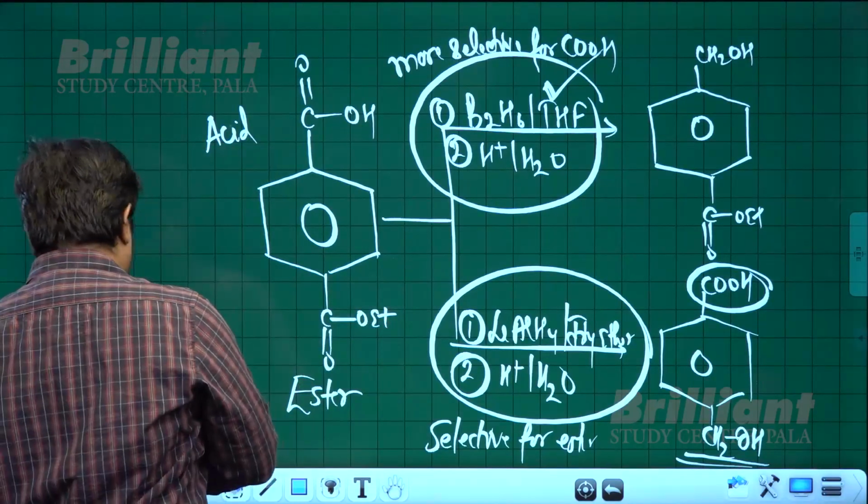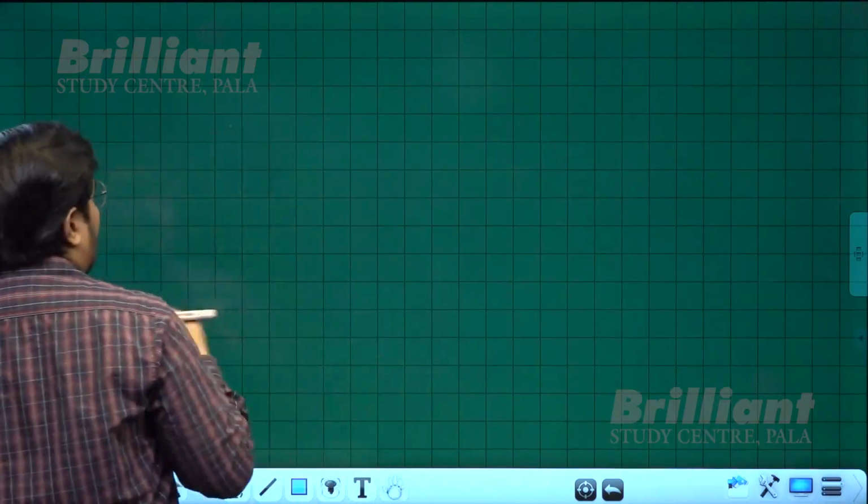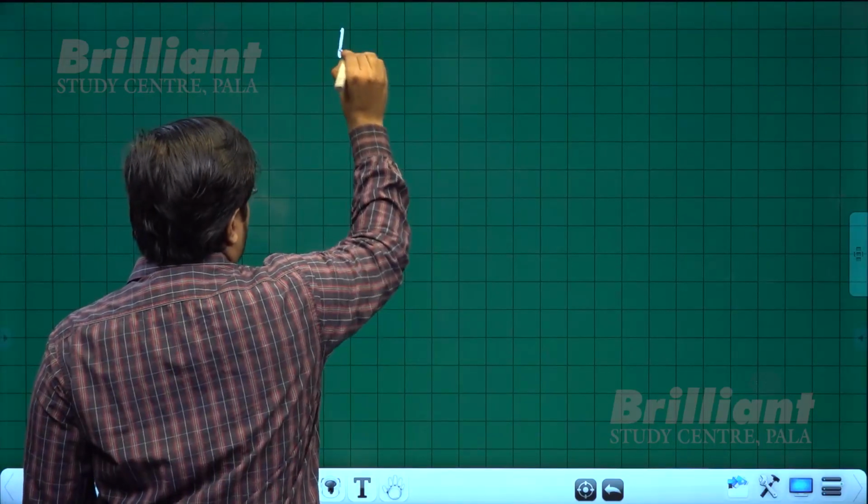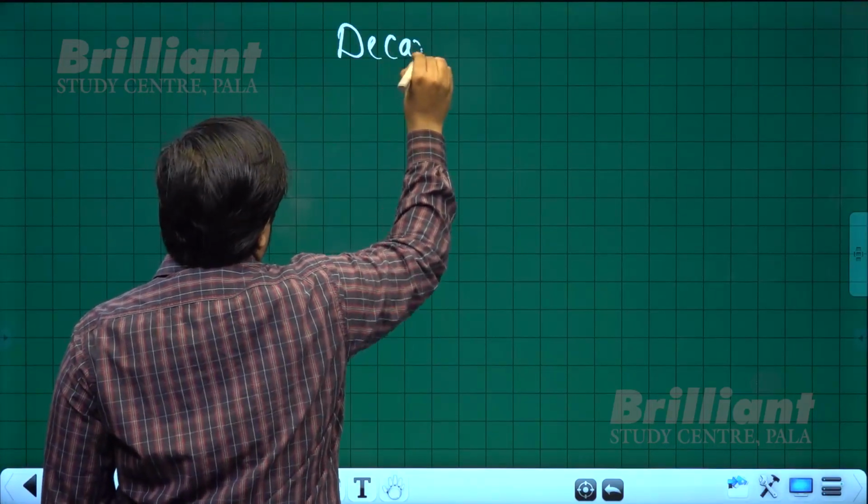So this was your reduction reaction. The next reaction that we can have, which is due to the COOH group, will be decarboxylation.